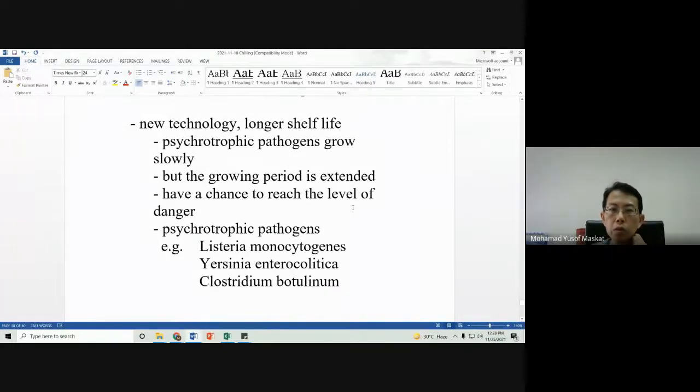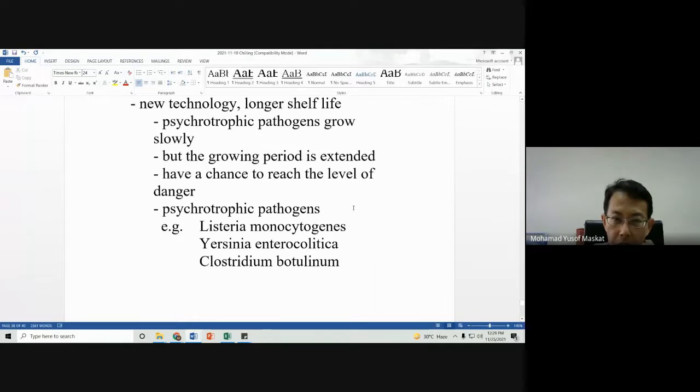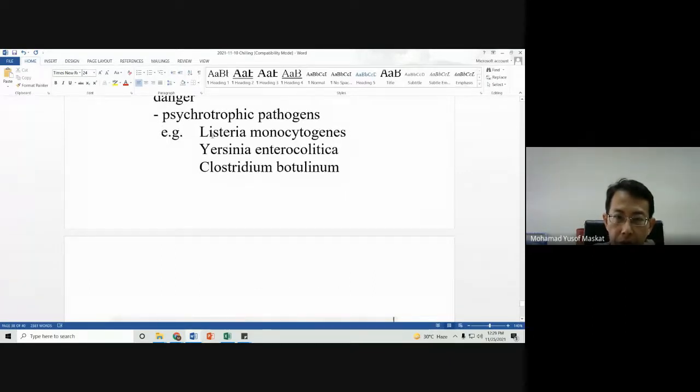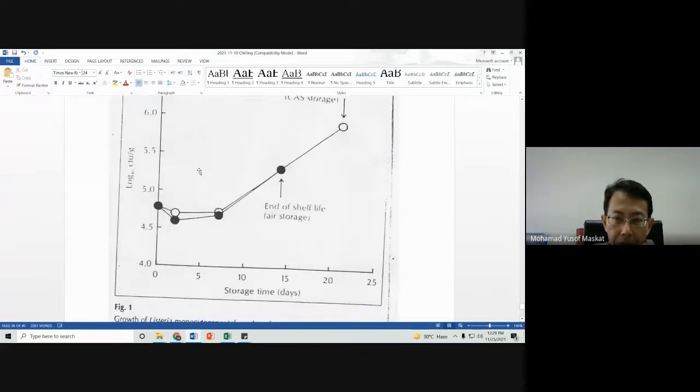So psychrotrophic pathogens, even though they grow slowly because of the lower temperature, can still grow and can reach the level of danger, where they are able to produce toxins or to infect consumers. Psychrotrophic pathogens such as Listeria monocytogenes, Yersinia enterocolitica, and also, like we have discussed, Clostridium botulinum.